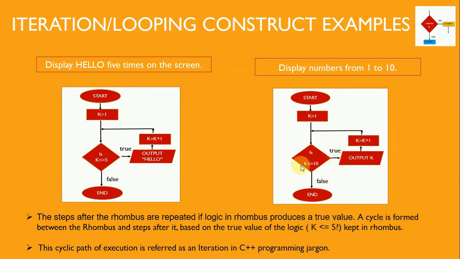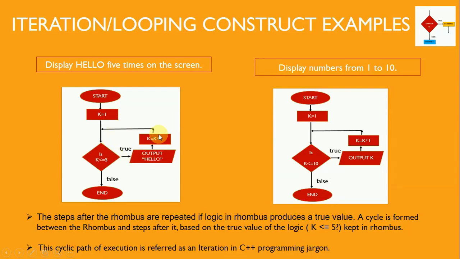So these are the steps which are being repeated repeatedly, and a cycle is formed between the rhombus and the steps after it. You can see the cycle, these steps form a cycle, and this cycle is repeated till the condition becomes false. So these steps are kept on performing for the true value of this condition, and when this value becomes false, the cycle breaks. This cyclic path of execution is referred to as an iteration in C++ programming jargon.